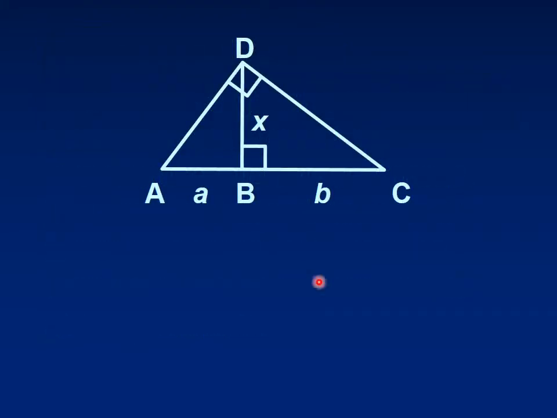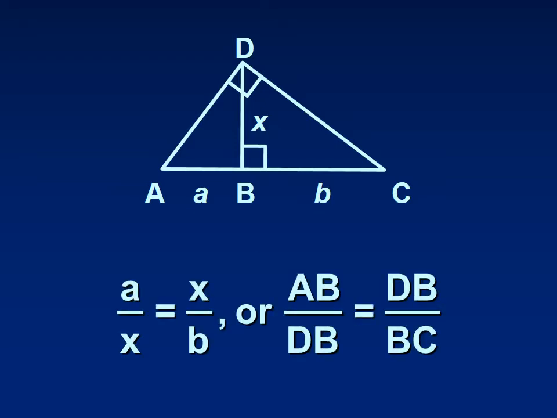So here's our x, right? Here's our numerator for the first one and our denominator for the second one. So we get a over x is equal to x over b, or the segment AB over segment DB is equal to DB over BC. So notice I can write it either way. I can write it with the names given the segments, or I can actually give it by the segments themselves.